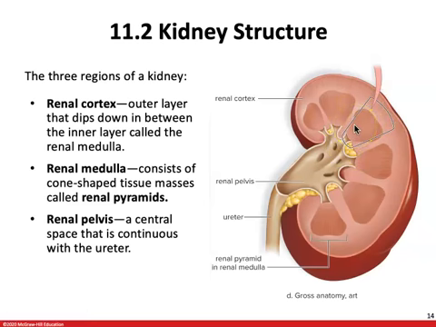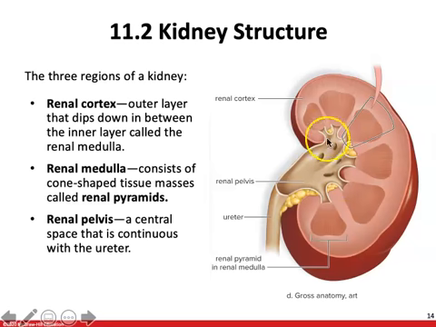The renal medulla consists of the cone-shaped tissue masses that are called renal pyramids. So that'll be these thin little structures right in here that you can, there we go, lost my mouse. These thin little cone-shaped structures are found in there, and we'll see those a little bit closer up later on. Those are called renal pyramids.